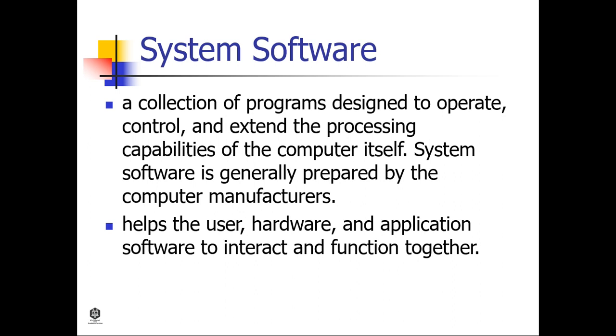System software serves as the interface between the hardware and the users. System software helps the user, hardware, and application software to interact and function together. These types of computer software allow an environment or platform for other software and applications to work in. This is why system software is essential in managing the whole computer system.